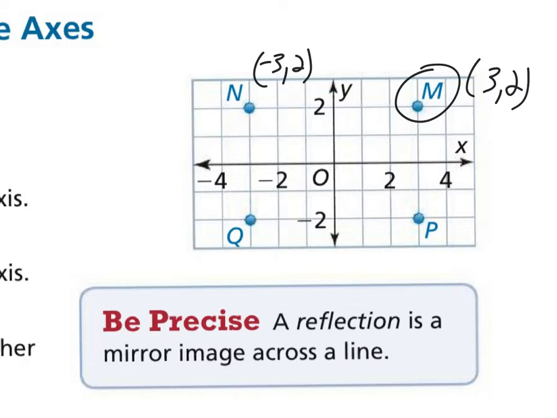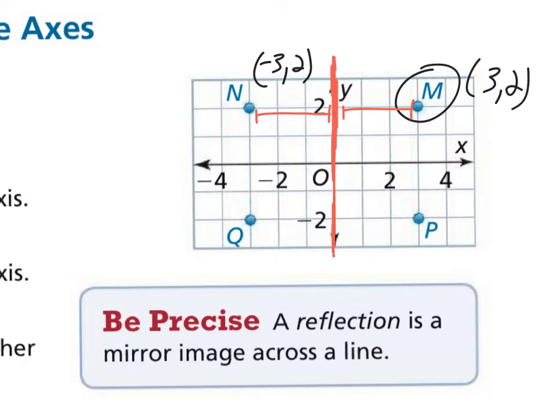And one thing we can talk about with this, what the book mentions here, we'll get into it more later. N and M are actually reflections across the y-axis. So in other words, they're the same distance from the y-axis, but on opposite sides, which is a reflection. Kind of like you look in a mirror and see a reflection.